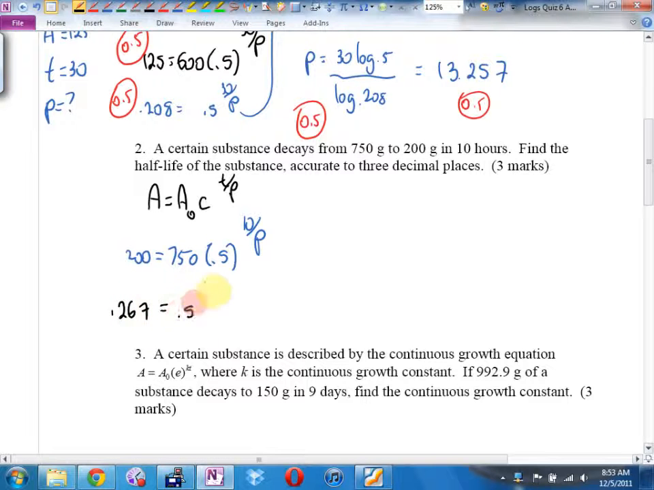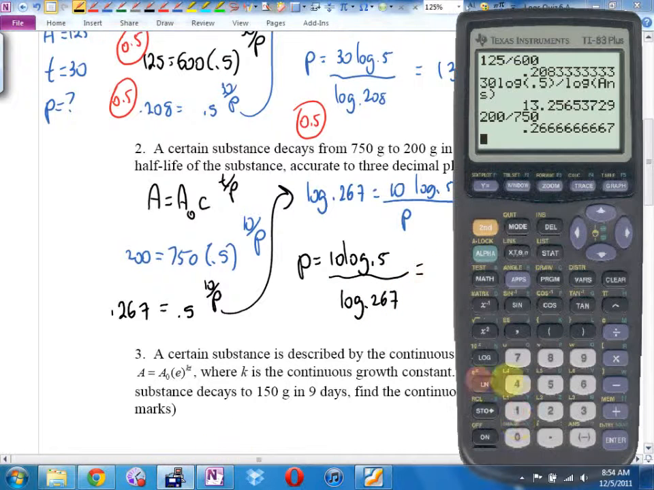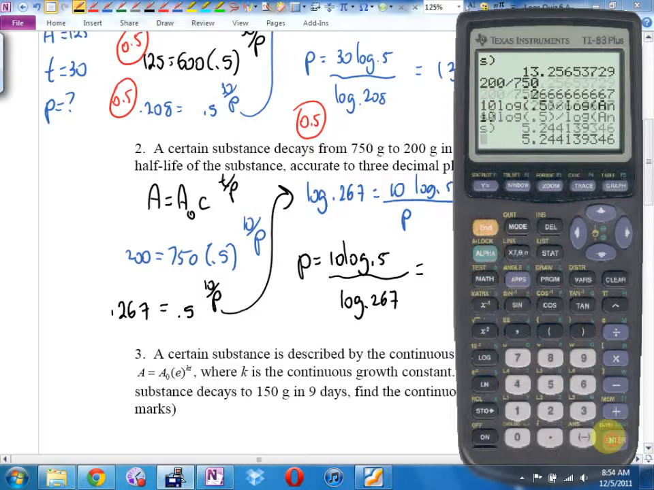Take the log of both sides. That is going to end up being 10 log 0.5 divided by the log of 0.267. 10 log 0.5 divided by the log of that answer there. Y'all get 5.244. Half-life is 5.244 days.